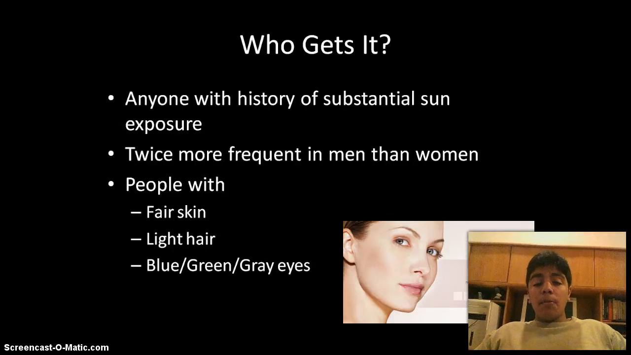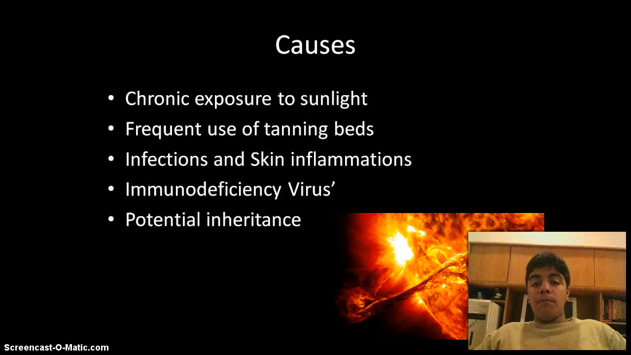So who gets it? Pretty much anyone with a history of substantial sun exposure, but more specifically, people with fair skin, light hair, and blue, green, or gray eyes are most susceptible. The major causes of squamous cell carcinoma are chronic exposure to sunlight, frequent use of tanning beds, infections and skin inflammations, immunodeficiency viruses, and inheritance. The presence of an immunodeficiency virus will make the host's immune system weaker and therefore make this person more susceptible to getting squamous cell carcinoma. It is also a heritable disease.